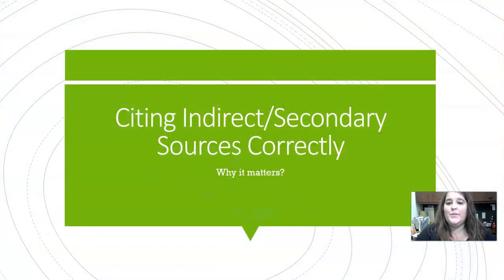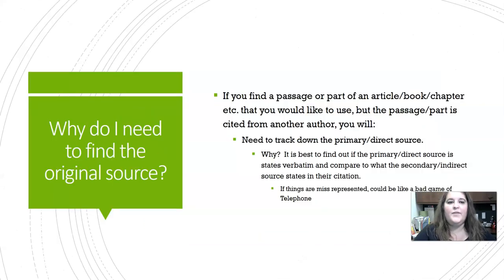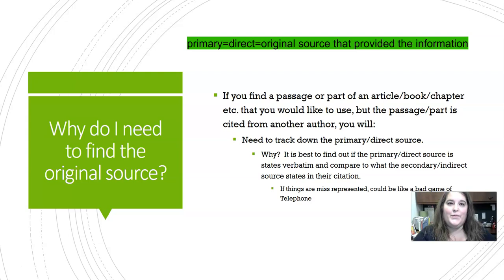What we're going to be covering this week is how to cite indirect or secondary sources correctly and why that matters. So first, let's cover what a secondary or indirect source is. An example of this is you find an article and you really like what the author is saying, but they're actually citing another author. So instead of using the citation from the article that you found in your paper, you're actually going to need to find the original source or the primary source.